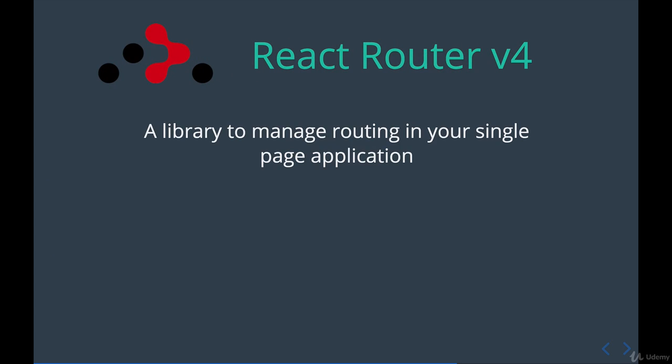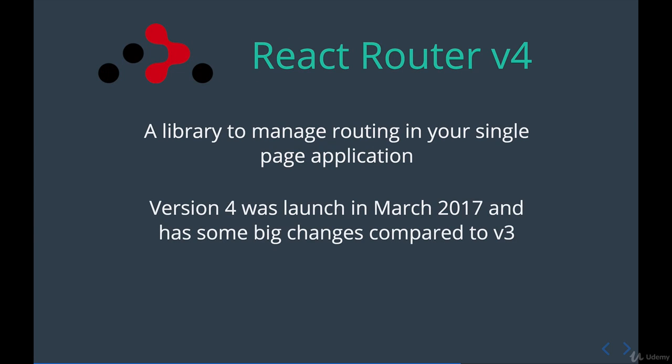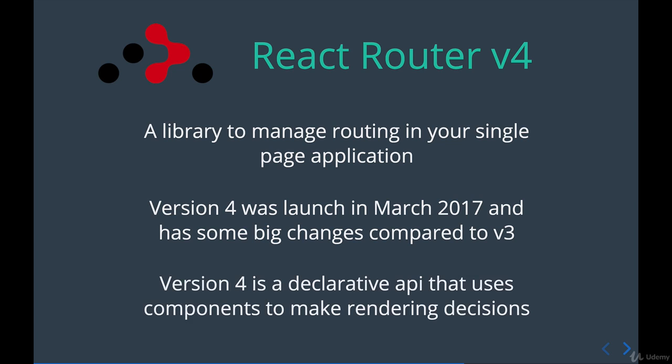So React Router is a library to manage routing in your single page application in our React apps. And version 4 was launched in March 2017, so relatively recently from the time of this recording. And it has some big changes compared to version 3. So if you're looking at tutorials online, make sure it's talking about version 4 because the differences between 3 and 4 are pretty large. And version 4 focuses on a declarative API that uses components to make rendering decisions. We'll see what that means as we go.